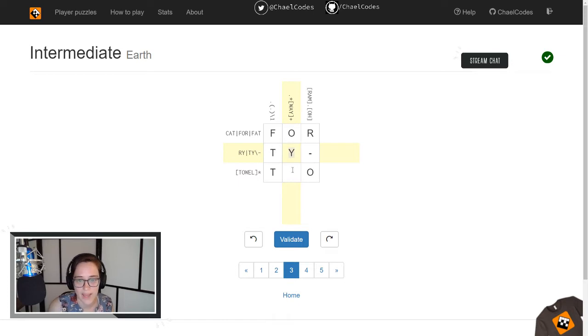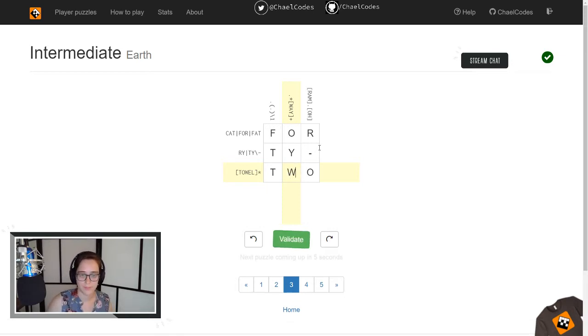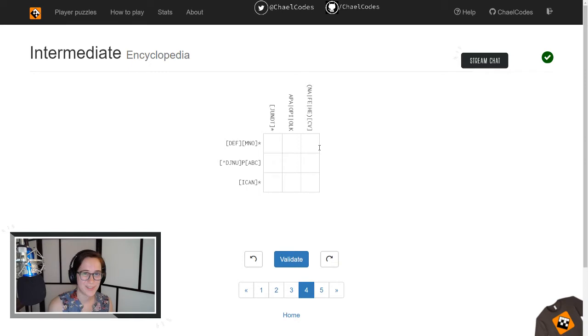Y can be found in way. So now we've got one more. W can be found in both way and towel. Awesome. Yes. Okay. Whew. The nerves when you click that validate button and it's like a more complicated one, they're very real. They're very real. All right, let's see.